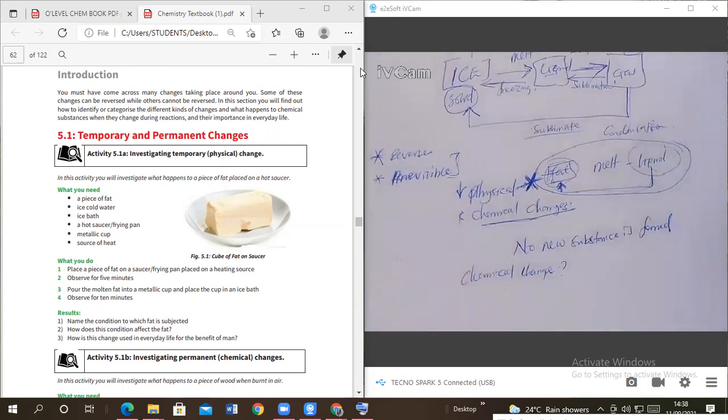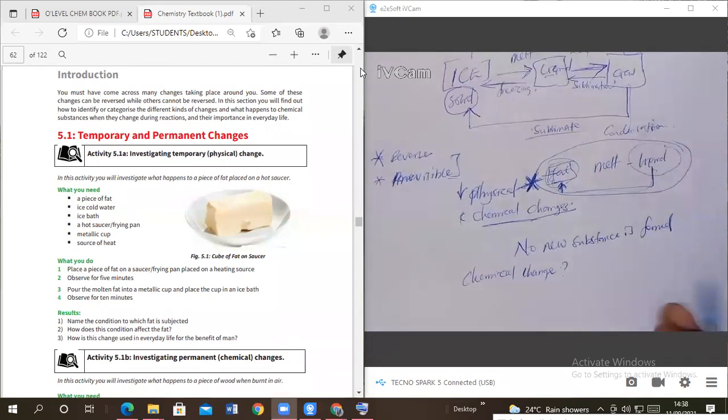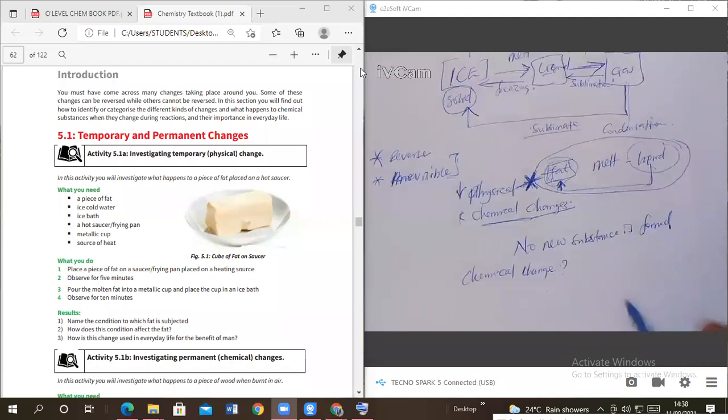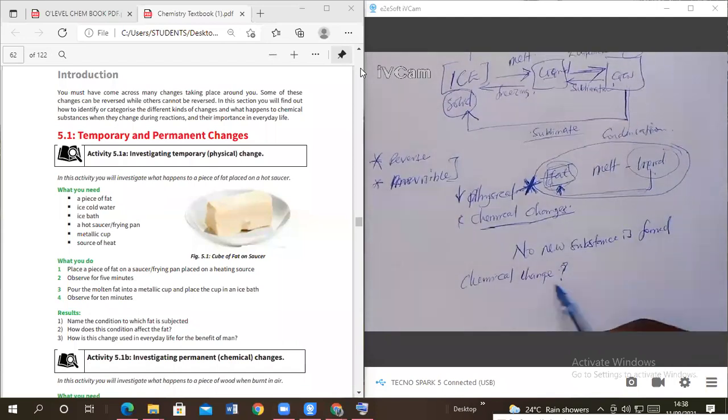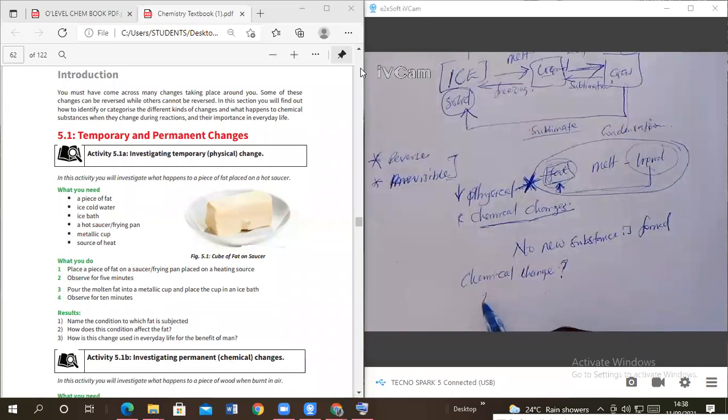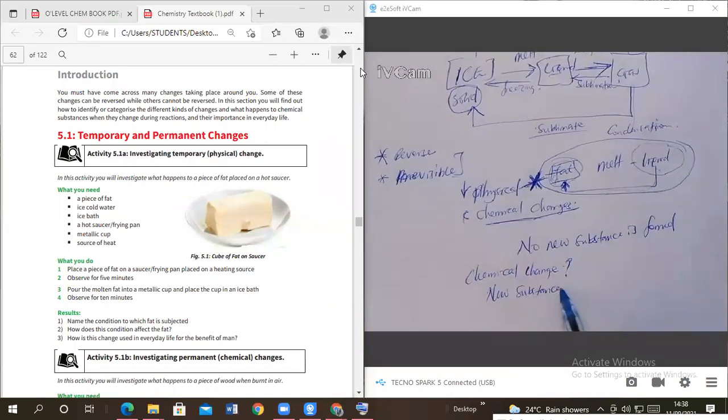A chemical change is a change where a new substance is formed. One person. Allow Rosemary to say. A chemical change is a change where a new substance is formed.